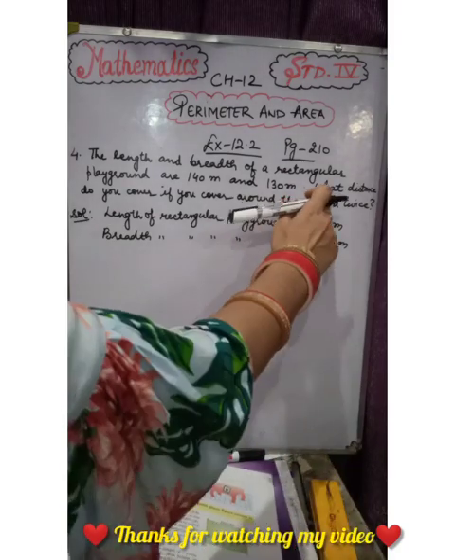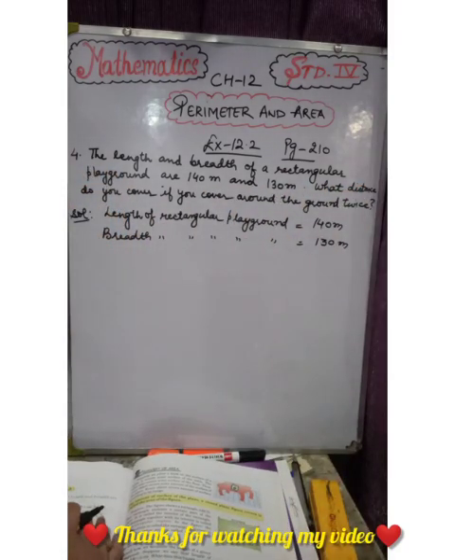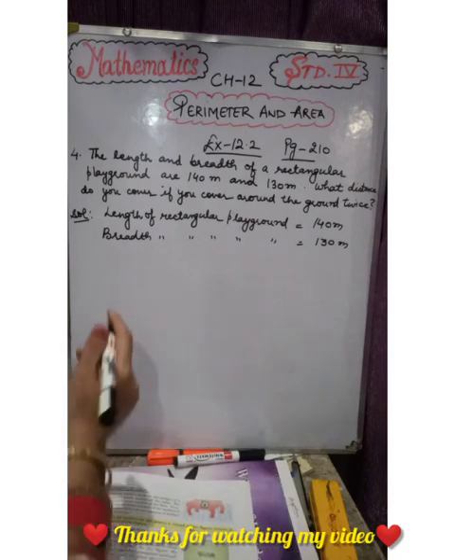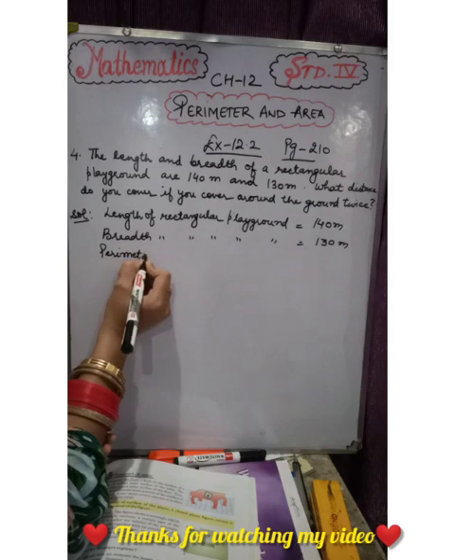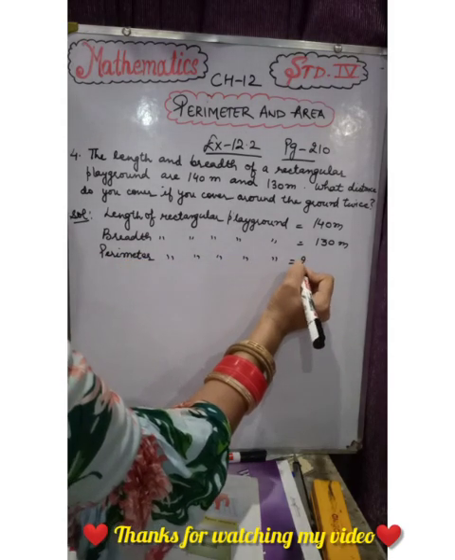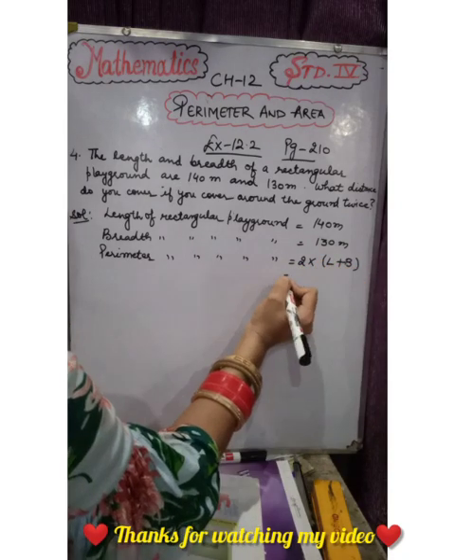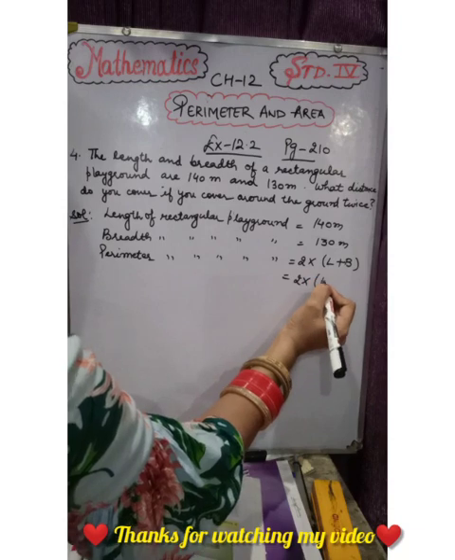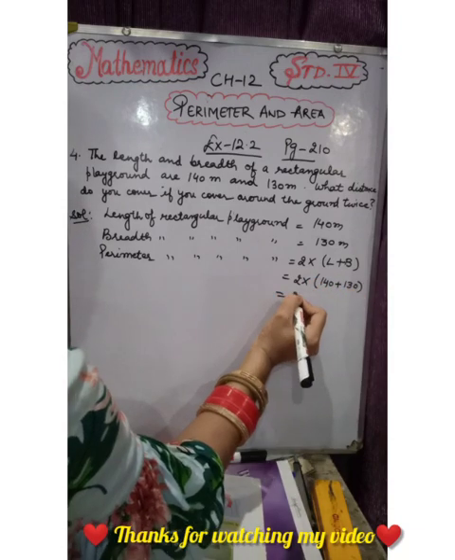What is the question? What distance do you cover? What distance? Distance means distance covered around the figure means perimeter. Yes. So we will calculate the perimeter of rectangular playground. What is perimeter of rectangle? 2 multiply length plus breadth. Very good. 2 multiply 140 plus 130. Calculate this.